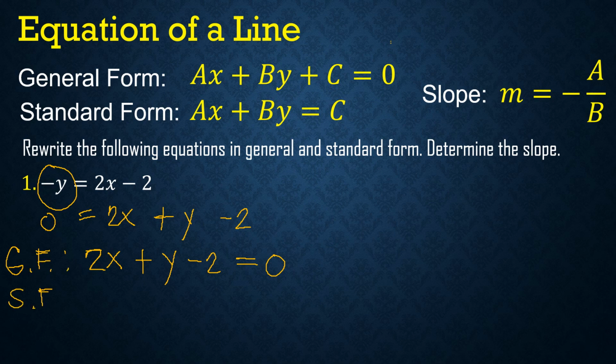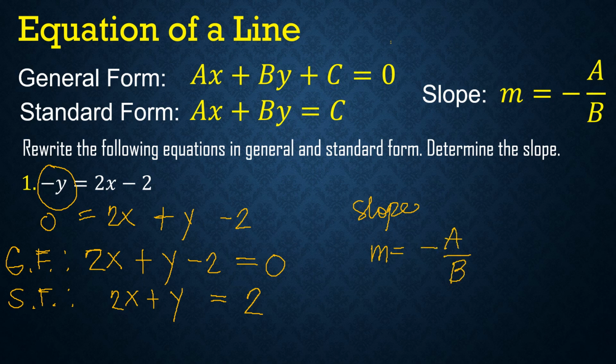In the standard form of the equation, 2x plus y, tapos separate natin ang negative 2, lipat natin, magiging equals to 2. That is the standard form. Now, how do we get the slope? Slope is equal to negative a over b. From the general form or the standard form, makikita natin na ang value ng a is 2. So a is equal to 2, b is equal to 1. Substitute that, so we have negative 2 as a, b is 1. The slope therefore is negative 2.